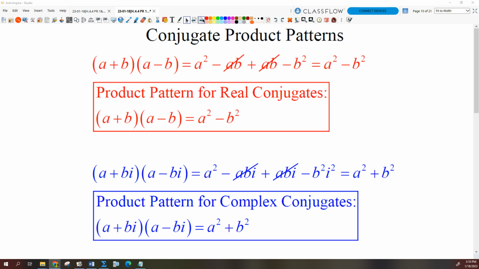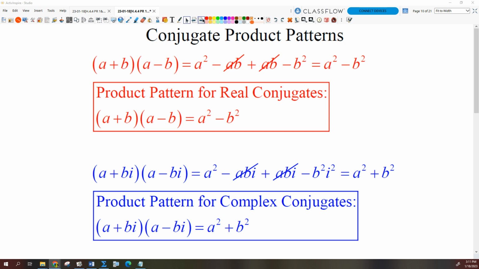When we multiply that out, we've already seen this. If I multiply that out, I end up getting A squared minus AB plus AB minus B squared. Well, look, the AB terms cancel, right? We call those the cross terms, and they cancel when you multiply out conjugates. And so I'm left with A squared minus B squared. So anytime we multiply conjugates together, A plus B times A minus B, we always get A squared minus B squared. We don't have to bother with all that math. We already know I'm going to get the first thing squared minus the second thing squared every time.